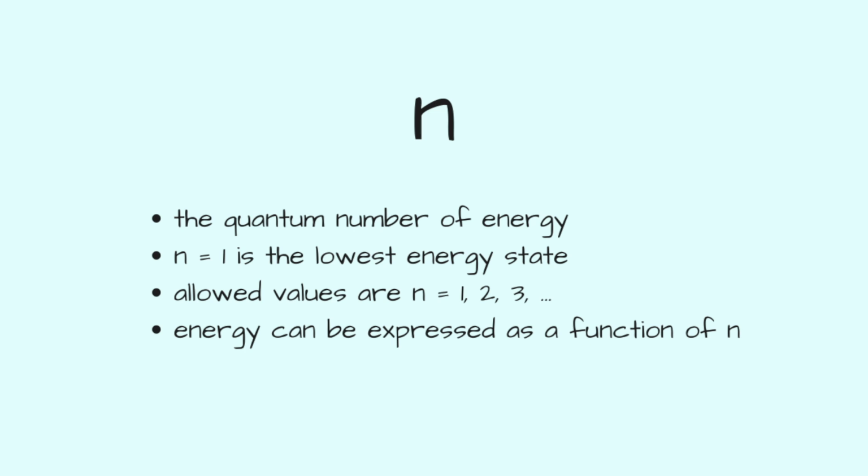N is the quantum number for energy. N equals 1 is the lowest energy state. The allowed values of N are N equals 1, 2, 3, and so on. We saw with hydrogen that energy can be expressed as a function of N, and we do note that N can only take on positive integer values.